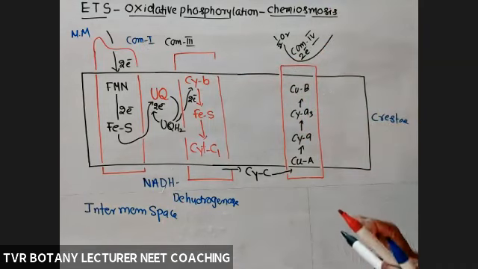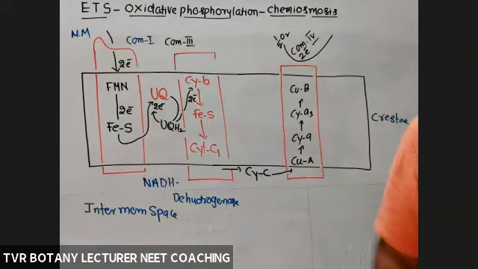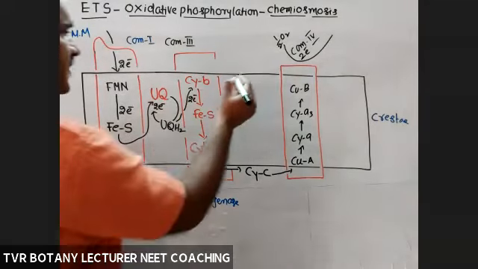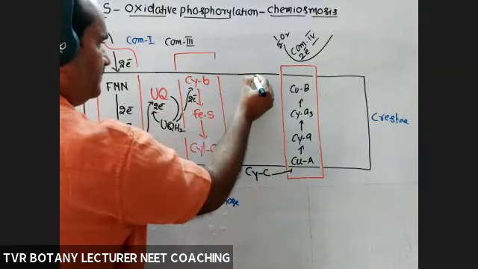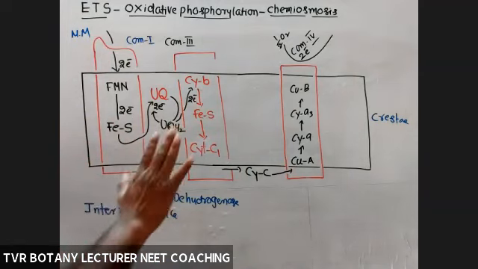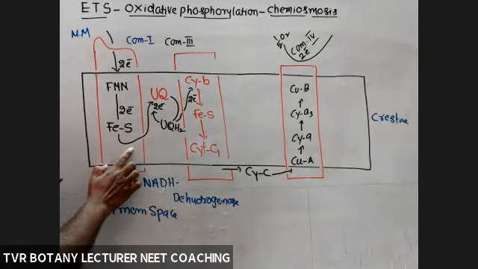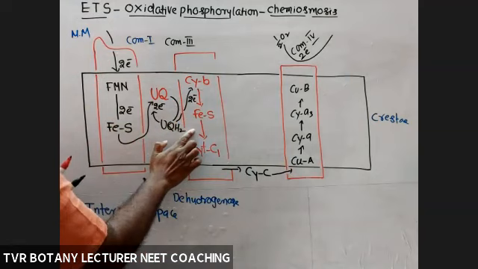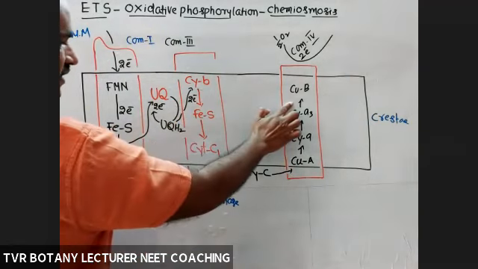Okay, is it clear? Right? So there is a flow of electrons. Please remember the flow of electrons. Is it clear? Next, here one more complex is given. If NADH is oxidized, what are the complexes involved? Complex 1 involved, 3 involved, 4 involved.